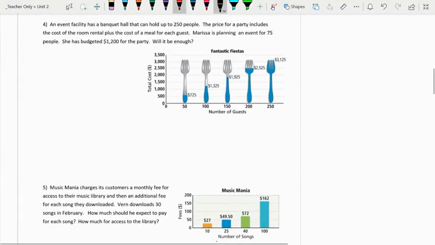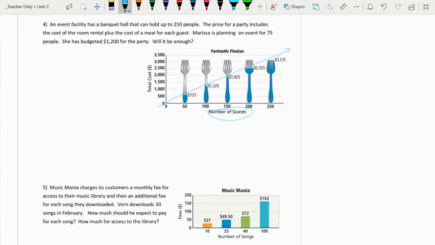For number 4, right, it says an event facility has a banquet hall that can hold up to 250 people. Notice how that's on your X's, right? Number of guests. The price for that party includes the cost of the room rental plus the cost of the meal for each guest. Marissa is planning an event for 75 people. She has budgeted $1,200 for the party. Will it be enough? So we're basing it off of this line that we have here.